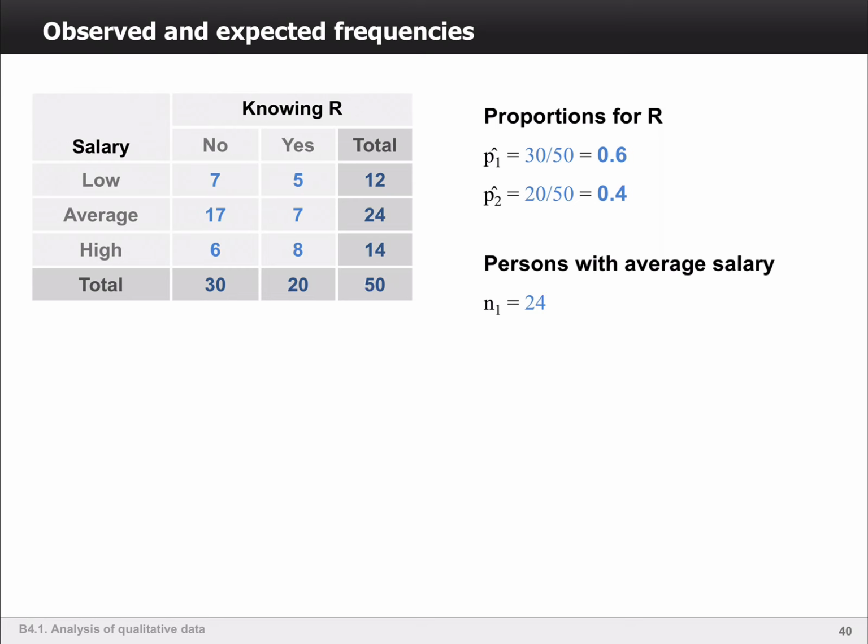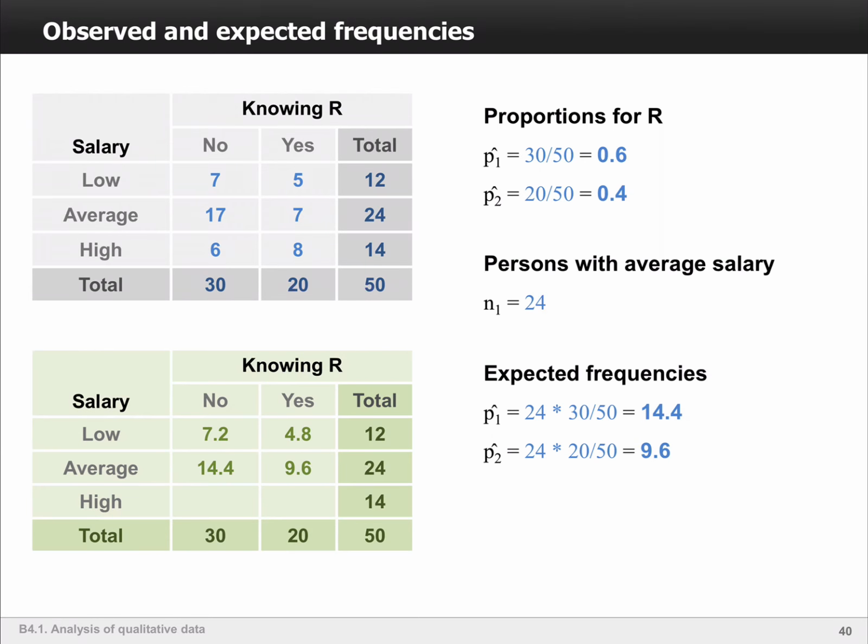So again, 60% of these 24 engineers don't know R, and 40% should know R. So we calculate expected frequencies similarly. And now we can see that actually we have some difference, right? So we have 17 here, but 14.4 here. We have 7 here and 9.6 here. So we have some difference in this case. Is it significant or not? We don't know yet.